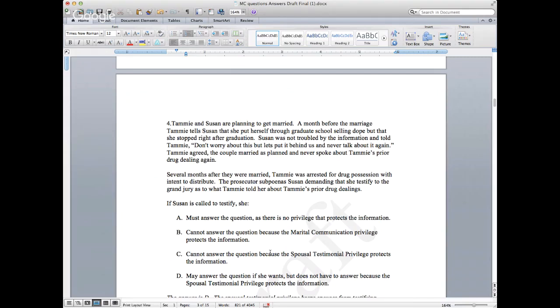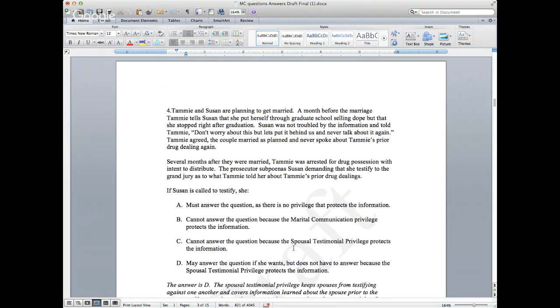So the person on the stand could answer because they're the ones that hold the privilege. C: cannot answer the question because the spousal testimonial privilege protects the information. It does, but she can still answer. Remember, she can waive the privilege on the stand. D: may answer the question if she wants, but does not have to answer because spousal testimonial privilege protects the information. And D is the answer.